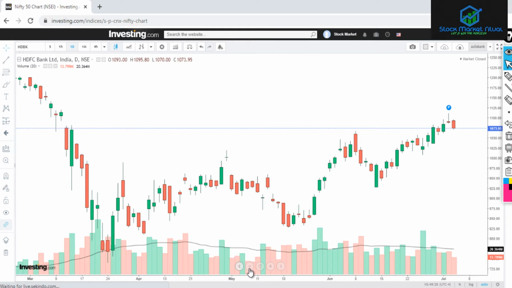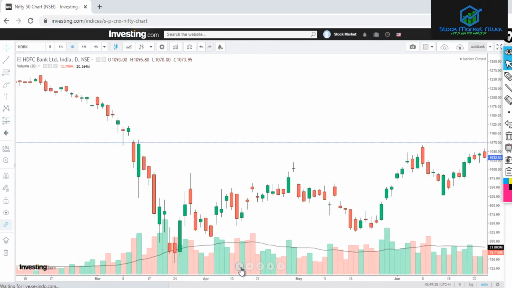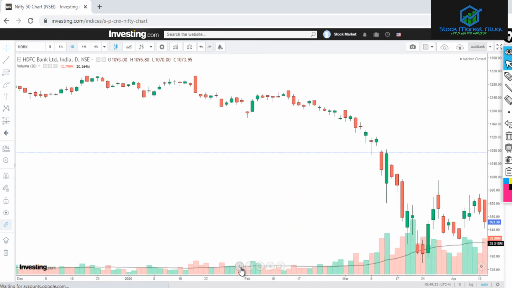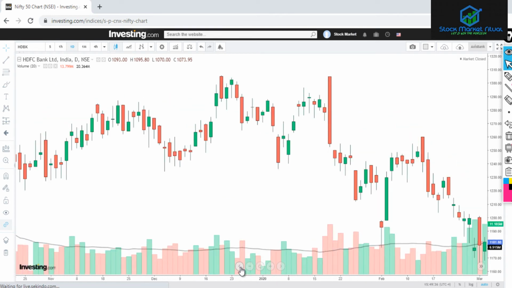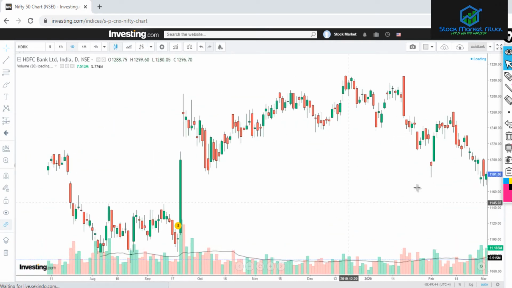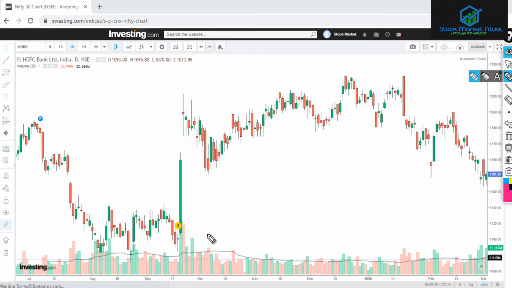Now you can see that at this point of time, now if we zoom out a bit, this was the volume that was generated, a huge sell volume, and the price fell. Now you can see that the sell volume came first, then the price fell, and then it consolidated around this level.